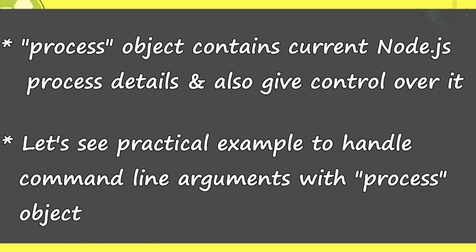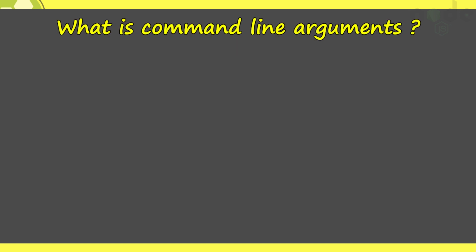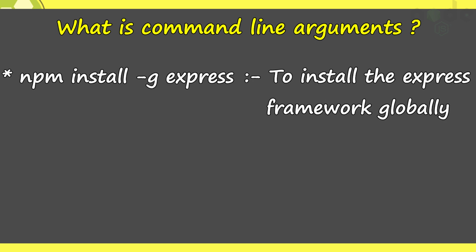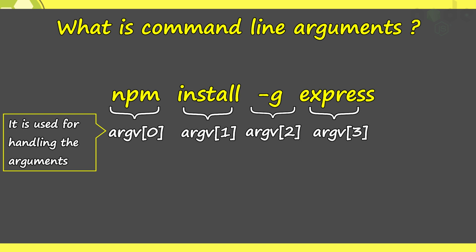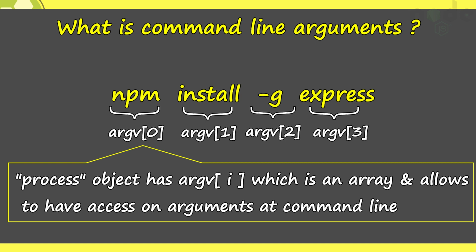So coming back to the process object, it contains current Node.js process details and also gives control over that process. Let's check a program practically where I will use the process object to handle the command line arguments. If you do not know, then let me explain first what command line arguments are. For example, when you write npm install -g express to install the Express framework globally, you are actually passing these command line arguments. The argv is maintained in Node.js for handling the arguments.